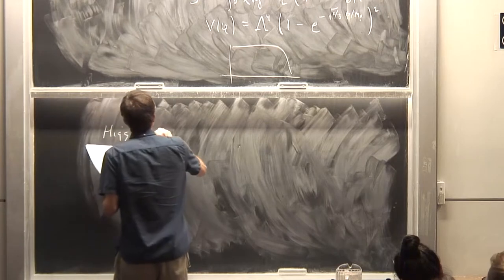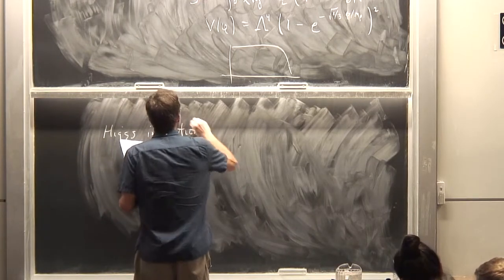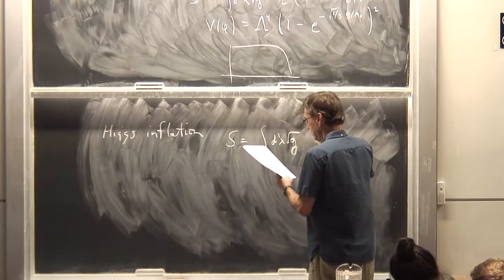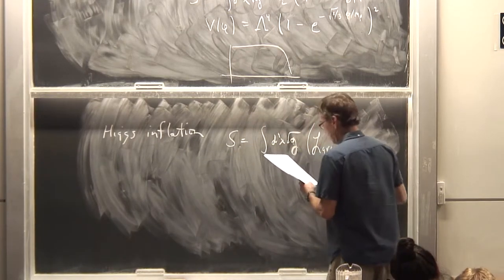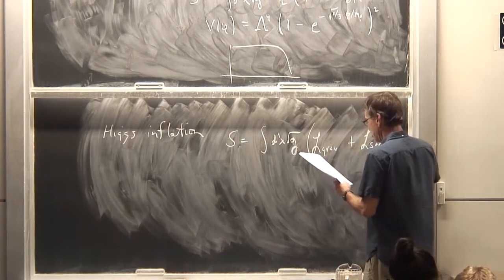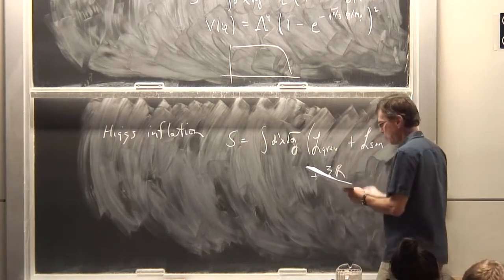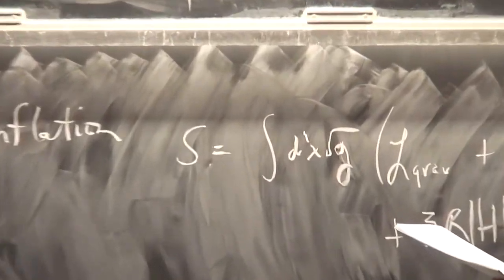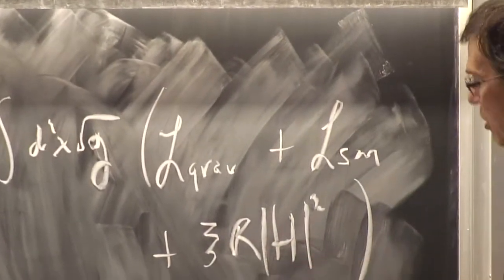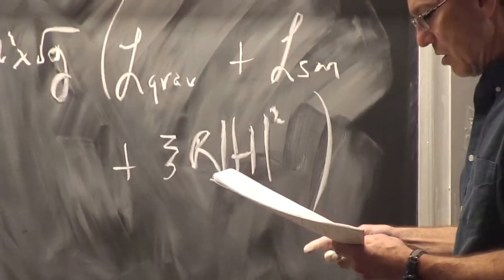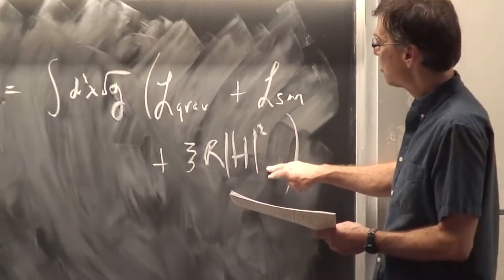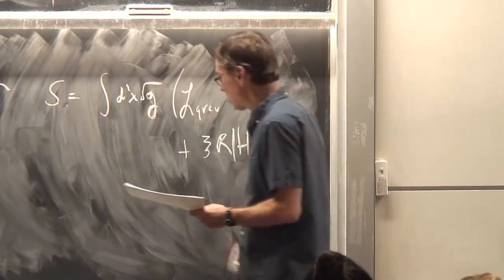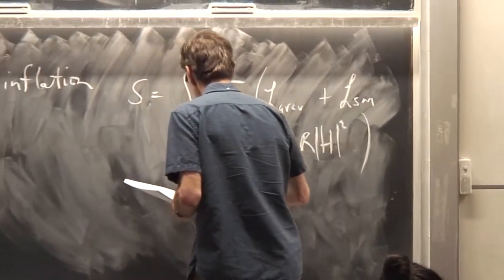If you add an extra term coupling the Higgs field non-minimally to gravity, so we have the gravitational action, the standard model action, and if you add this non-minimal coupling of the Higgs field to the Ricci scalar, then this turns out to have the same potential as R squared inflation. So it's kind of equivalent mathematically.